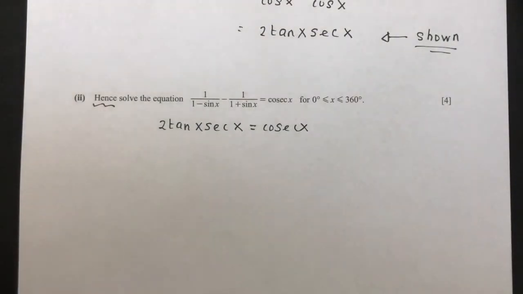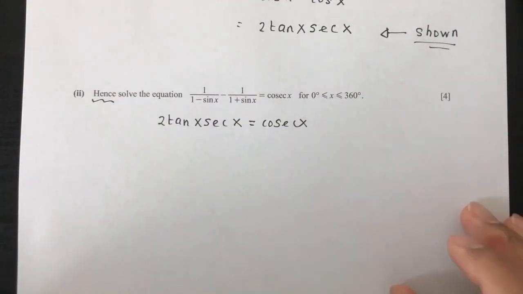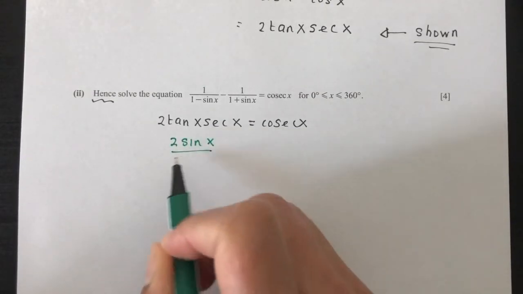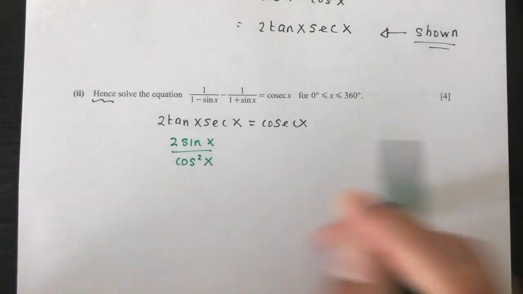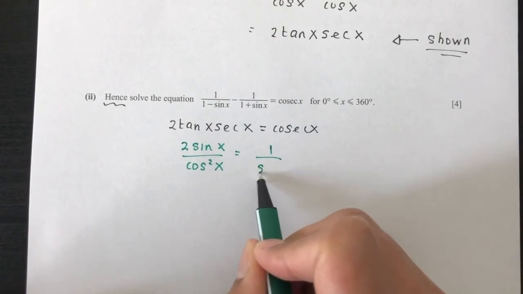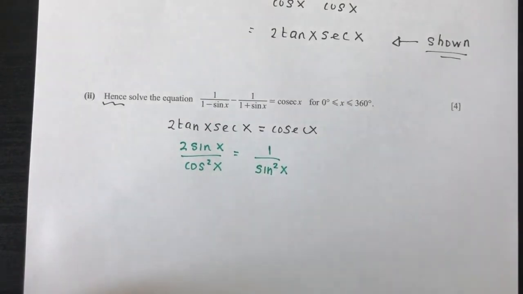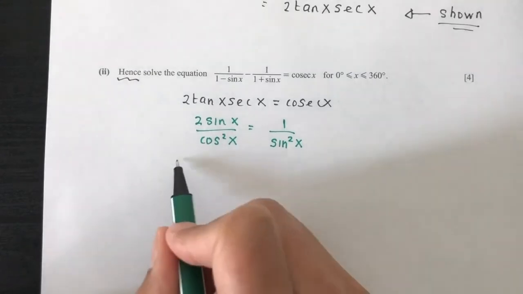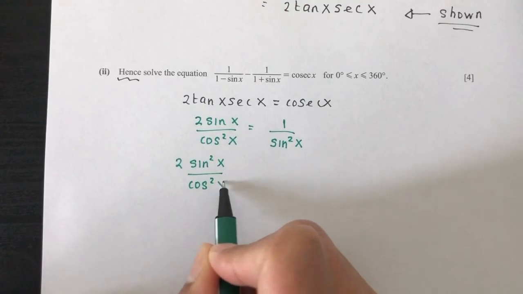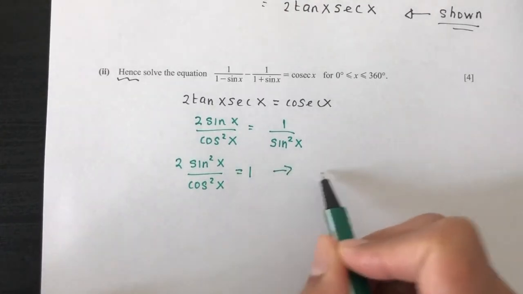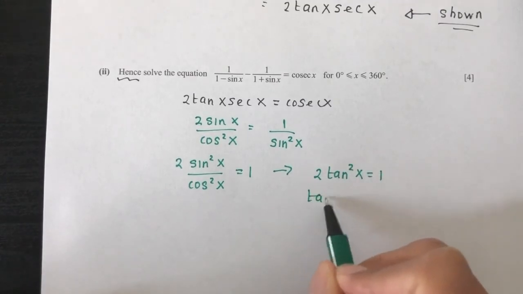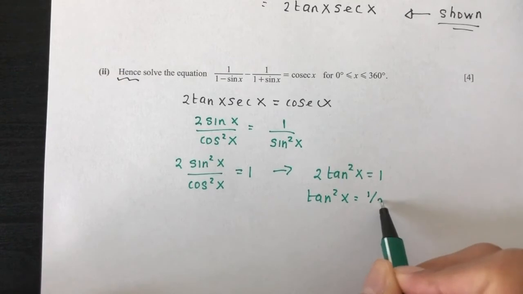So how would you solve this? First, let's break it down into the simplest form possible. You will have 2 sine x over cos squared x equal to 1 over sine squared x. Now you can cross multiply. You will have 2 sine squared x over cos squared x equal to 1. Now this will give you 2 tan squared x equal to 1. So tan squared x equal to half.